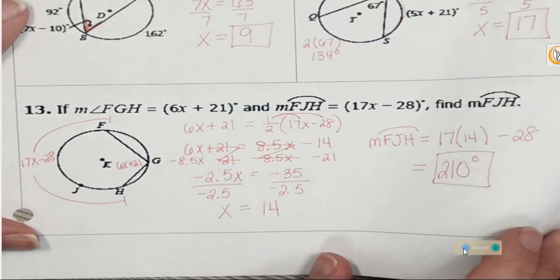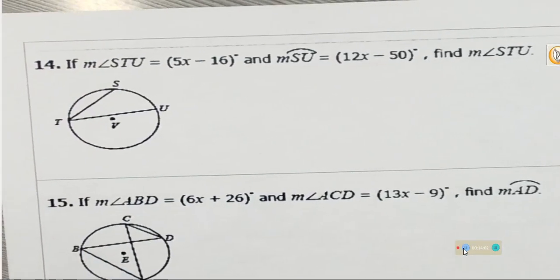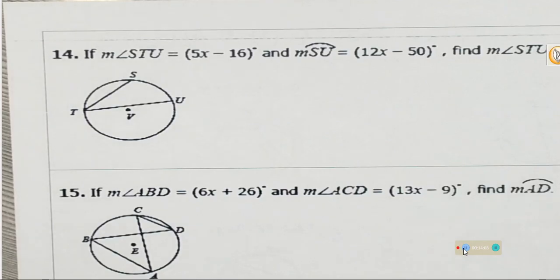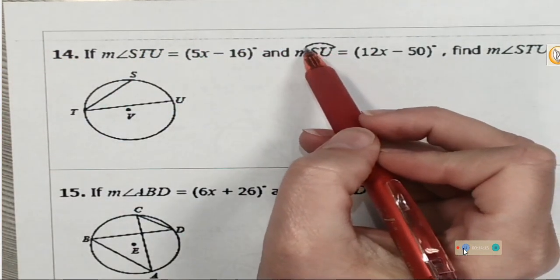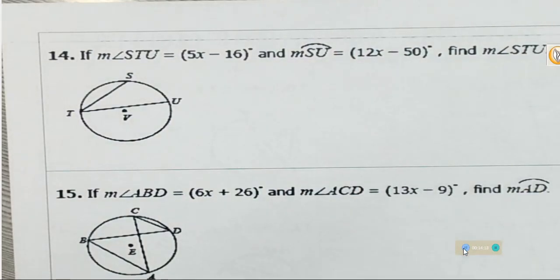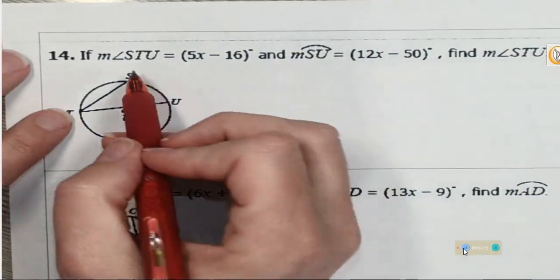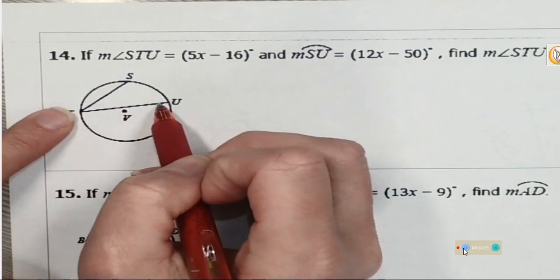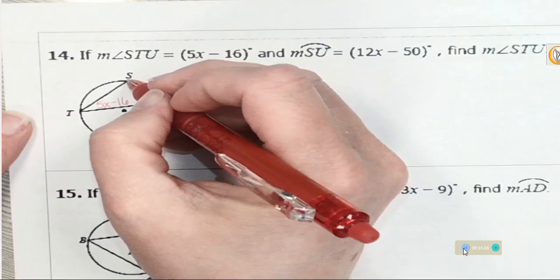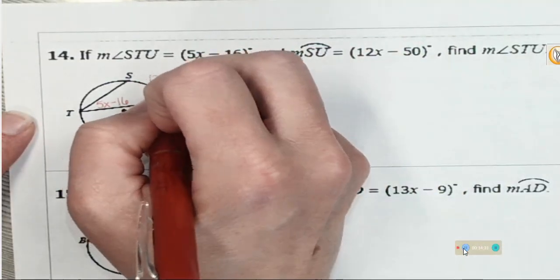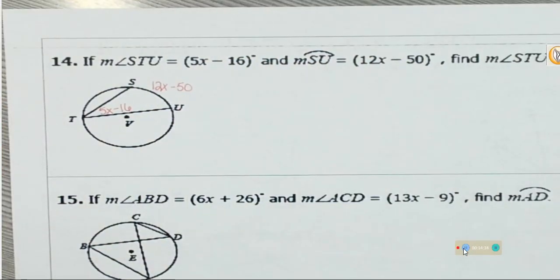All right, if you're good, then let's go on to number 14. You're going to have to slow down and read what it says, okay? What's this little symbol right here mean? Angle. What's that one? Arc. Those are two totally different things, okay? So you really are going to have to slow down. This says, if angle STU is 5x minus 16, and arc SU is 12x minus 50, I need you to find me the angle STU.